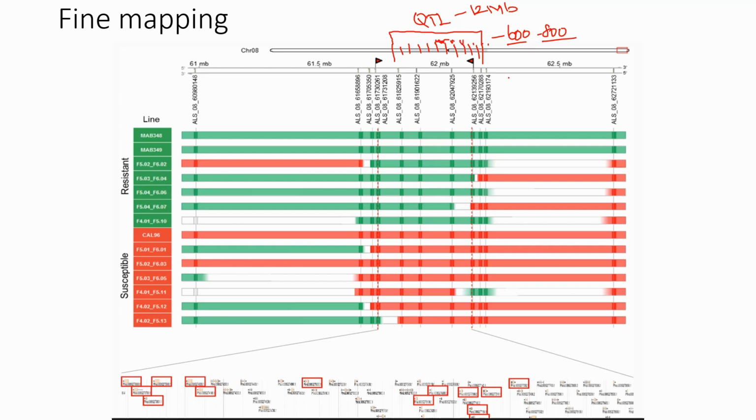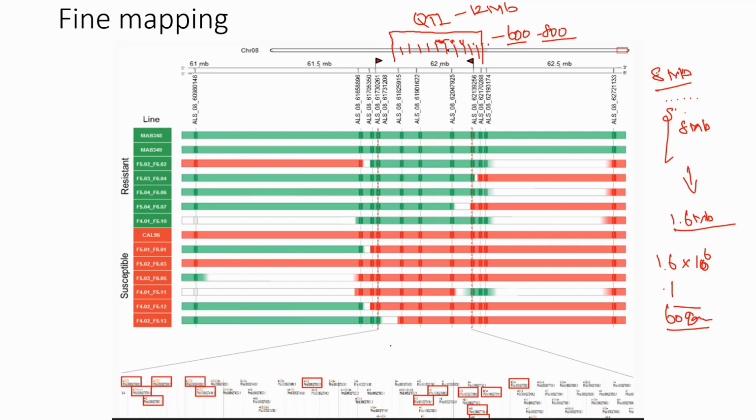Two years back when I was working with walnut, first I ended up with an 8 megabase interval. Then we crossed that plant again and again, and selected only the recombinants within that 8 megabases, and we ended up with 1.6 megabases. Even 1.6 is quite big; that's 1.6 times 10 to the power of 6 bases. We ended up with genes, and then I checked individually about 60 genes.